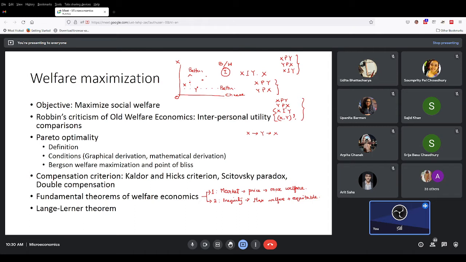We have to have some notion of equitable. What we mean by equitable, we can ensure that the resultant equilibrium conforms to a concept of equity. So basically the fundamental theorems are saying that there is no need for government intervention. The markets are sufficient. They can ensure both efficiency, welfare maximization, and equity.